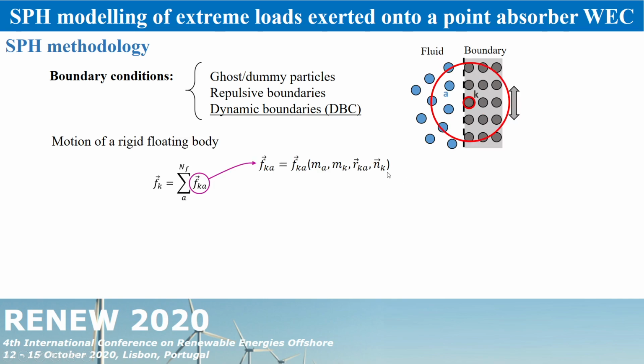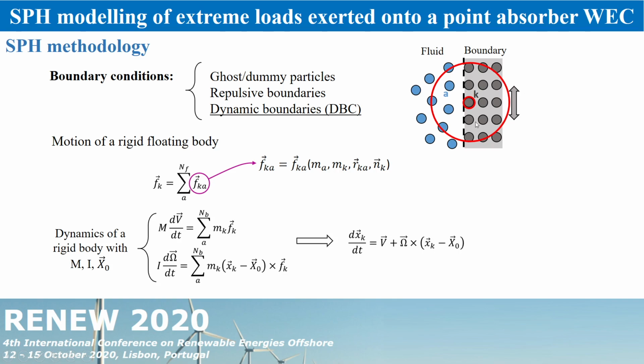If we want to simulate a rigid floating body, we will use the same technique, the dynamic boundaries. In this case, we will obtain the force exerted by the fluid on each particle of the floating body, and together with the weight of the whole floating body, we can solve the equations of the dynamics of a rigid body to define the velocity and position.